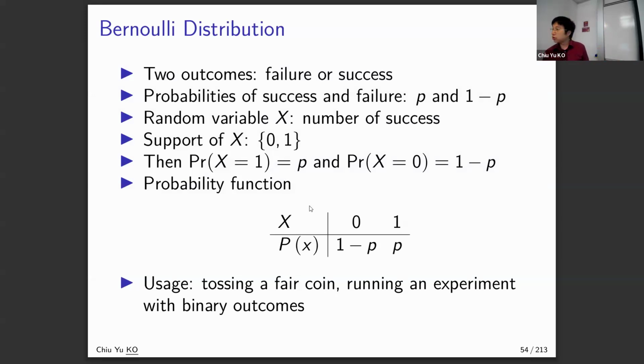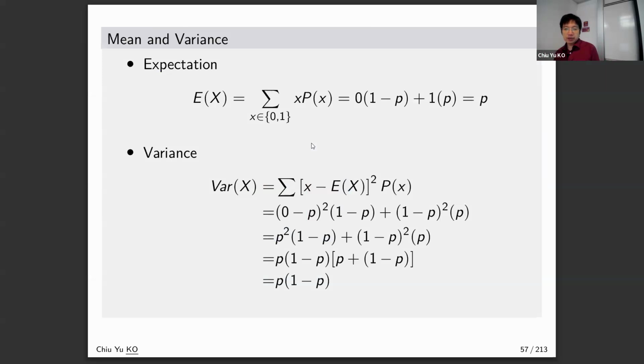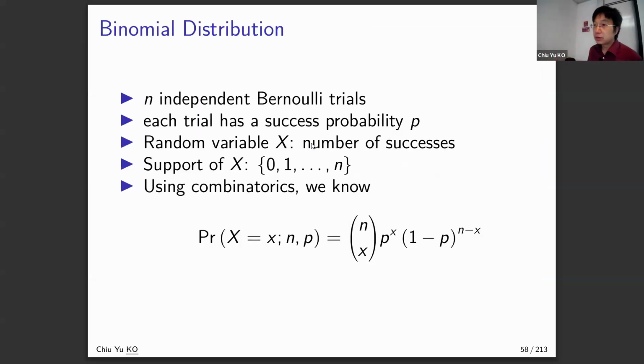This is the world we want to look at, and this is the probability distribution and the mean and variance. I think we explained that there's nothing very deep here. The only deep thing here is the binomial. The binomial is you have Bernoulli n times, each time independent. Independent means we can study them separately.